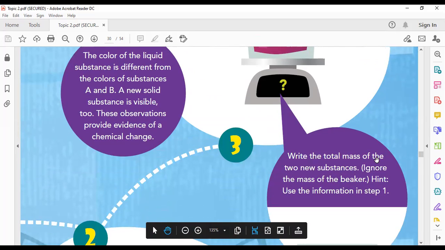Now, write the total mass of the two new substances. Ignore the mass of the beaker. Again, you have to ignore the mass of the flask. Hint: use information in step 1.